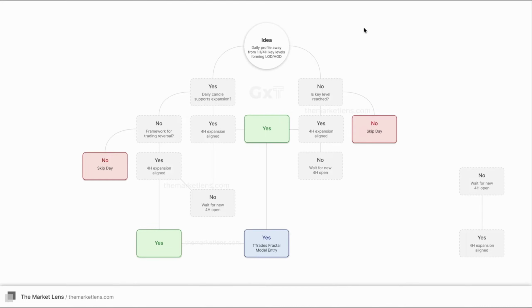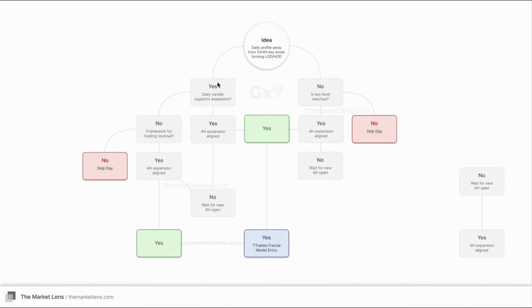GXT flowchart. This will help you go from an idea all the way down to entry. So let's start with the idea and walk through the left side of the flowchart. So the idea: daily profile away from a 1-hour, 4-hour key level that forms a higher low today. So all you're going to ask yourself is, has a relevant level or reversal point been hit to create the low of day or high of day?